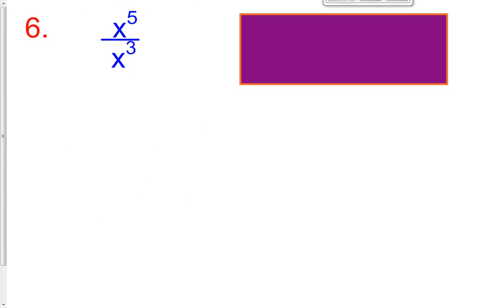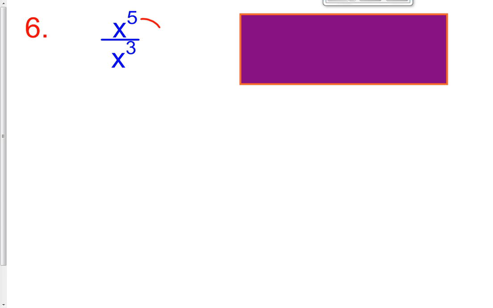Number 6, we have a whole nother rule here. When you have x to the 5th over x cubed, so when you are multiplying two monomials, you add their exponents when they're common bases. When you have a power raised to a power, you multiply those two exponents. Now, when you have a division problem or a quotient, a fraction, with a common base, you subtract their exponents.